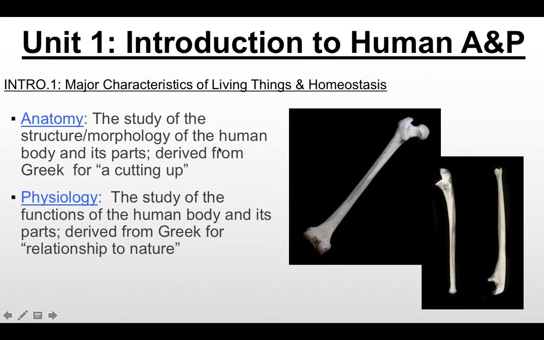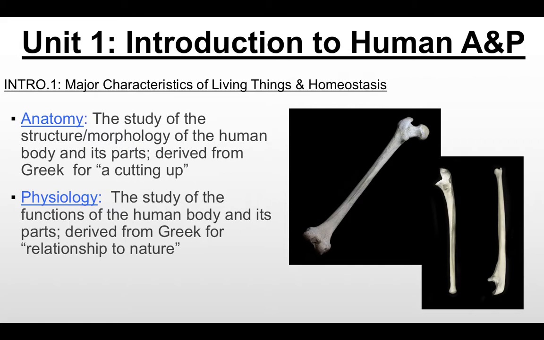So anatomy is the study of structures or morphology of the human body and its parts. Essentially, when you're naming the bones of the body or naming the muscles of the body, that is anatomy. A lot of college courses split up anatomy and physiology into 2 semesters because you need to learn the names of everything before you kind of learn what they do. We will put them together in every single body system.